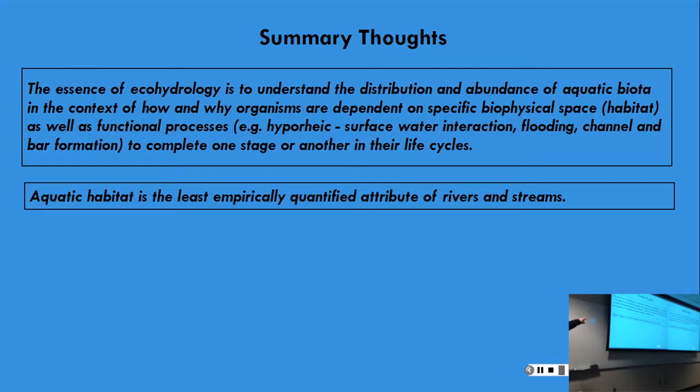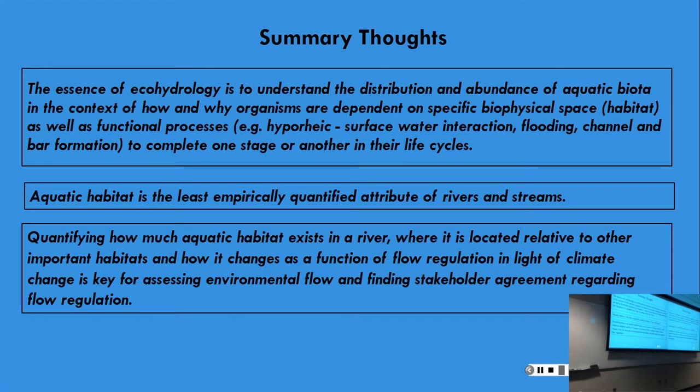Aquatic habitat is the least quantified attribute of rivers and streams. Zero data on it. Quantifying how that habitat exists in a river, where it's located relative to other important habitats, is it near a spring brook? Is it near overhanging vegetation providing shade? How does that change as a function of flow regulation, especially in the light of climate change?